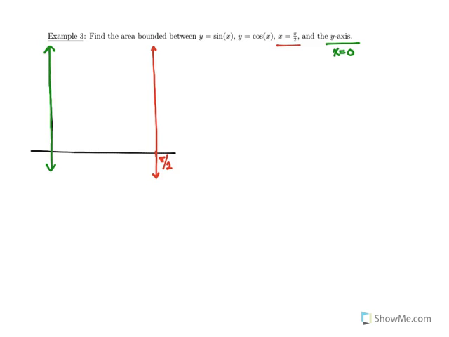Now let's draw the more complicated functions, the sine and the cosine. Sine is going to start at the origin, and we're going to finish at pi over 2 comma 1. That's going to be our function sine of x. Cosine is going to start at 0, 1. You're going to finish at pi over 2, 0. There's our function cosine of x.